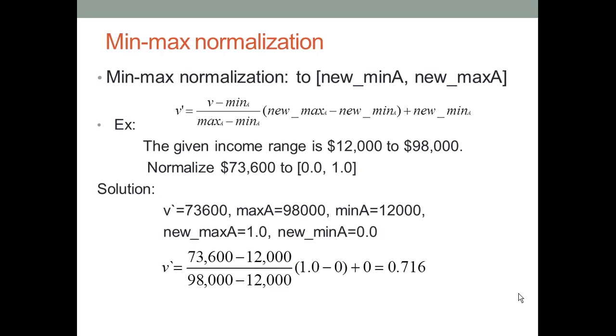The given income range is $12,000 to $98,000, and I'm supposed to normalize the value 73,600 to the range of 0.0 to 1.0. So as you can see, your V is 73,600, your max A is 98,000, your min A is 12,000, your new max A is 1.0, and your new min A is 0.0. The calculation is quite straightforward. I'll move on to the next method.